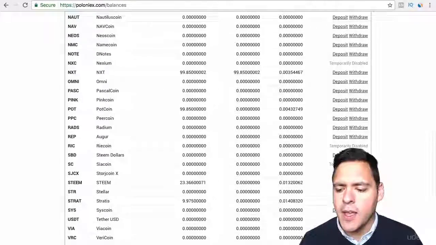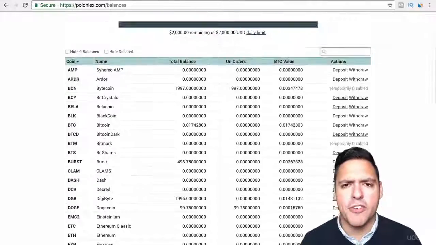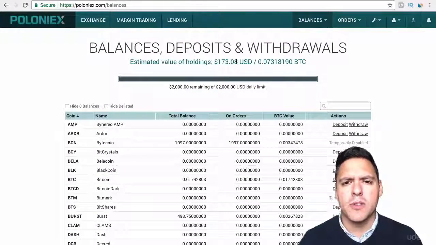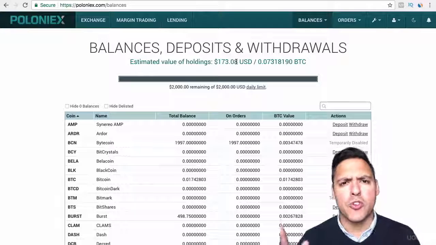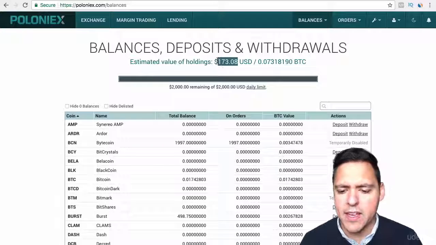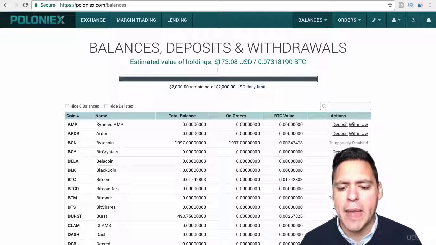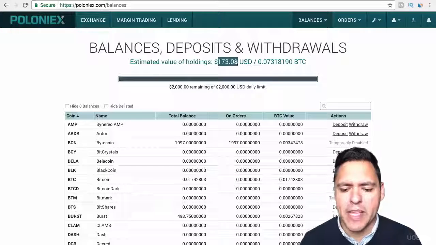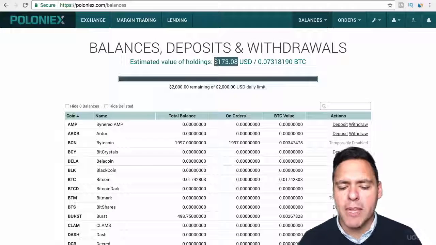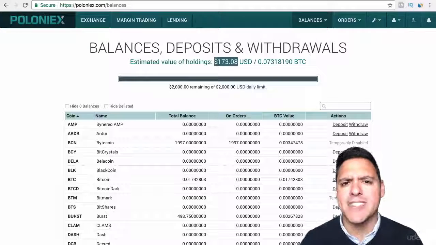Okay. So at the top, where it shows you the value of your holdings, this is the combined total based on how all your trades are doing. So if they're doing well, then it will be a certain amount. And if they're doing badly, then this will be dramatically reduced down. So this is your real-time sensor for how your currencies are doing.